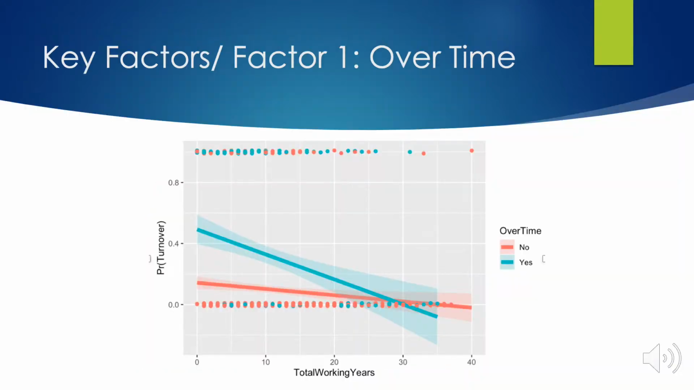From the graph, you can see that employees working overtime have significantly higher attrition rates than those employees who have normal working hours. The people who leave the company tend to work more overtime than those who stay, especially if you look at the first few years of employment with the company.